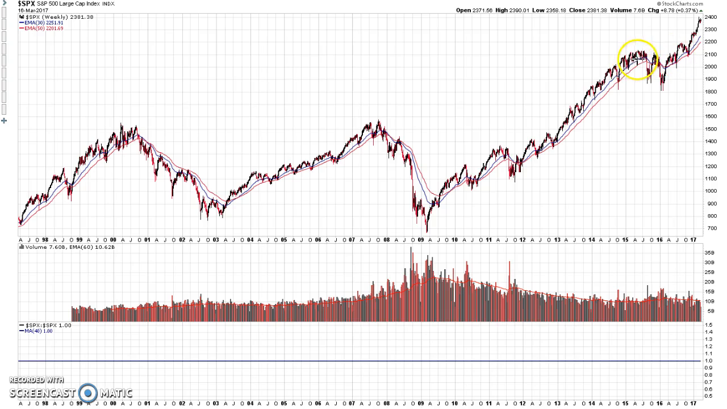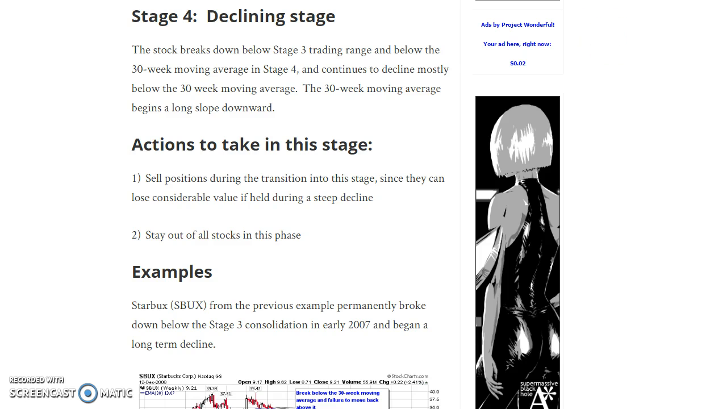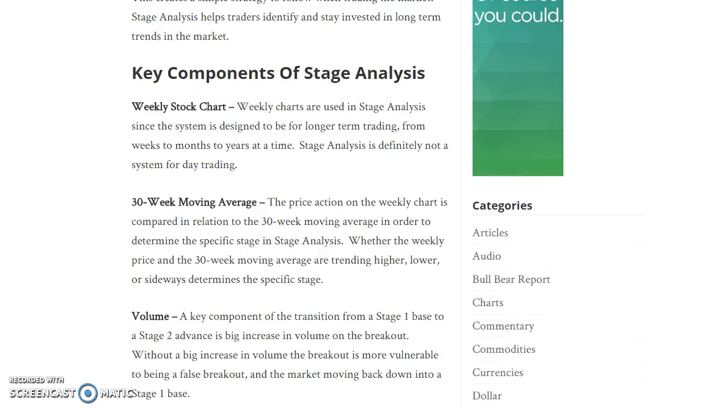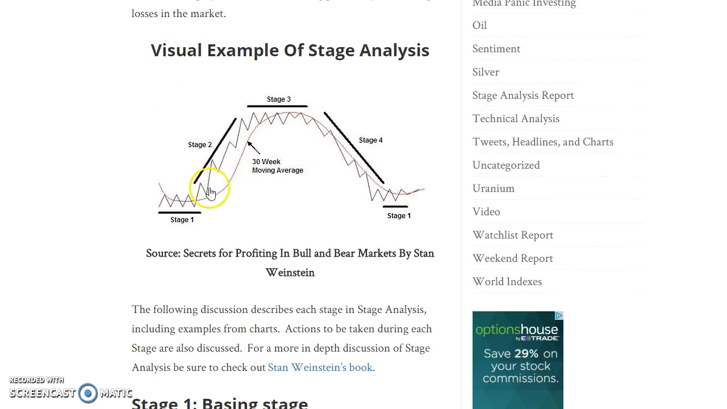So overall, if you're looking for a system that helps you navigate markets by using a simple trend following system, using a simple moving average and observing price action, and just building basic rules around where price is going, I would highly recommend Stan Weinstein's book, Secrets for Profiting in Bull and Bear Markets. And you can check out my stage analysis page at nextbigtrade.com for more information on this trend following system.